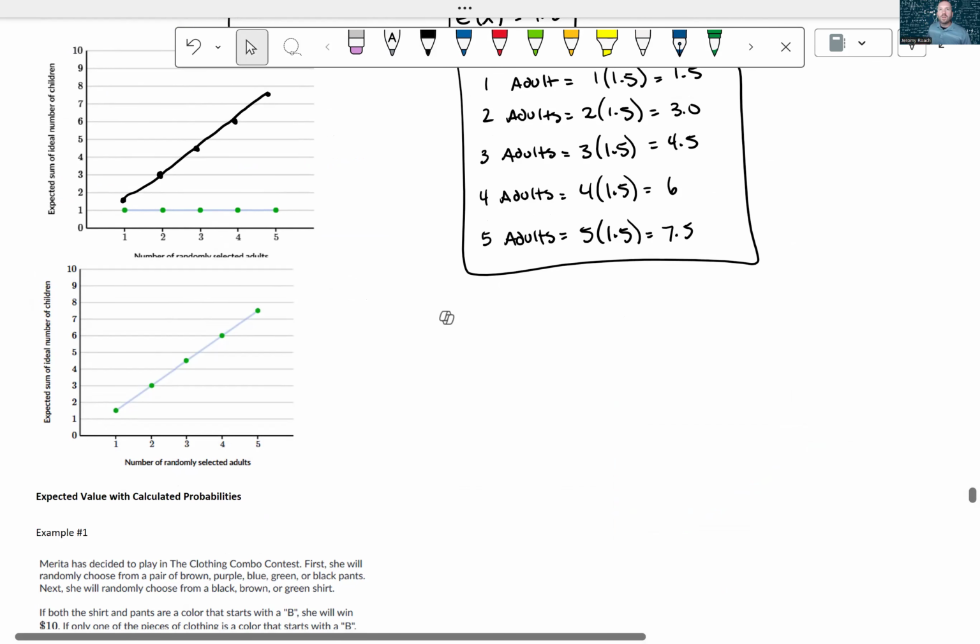Okay. Next, we're going to look at expected value with calculated probabilities. This first section that we've done so far is on empirical probabilities, where it gives us the exact values of everything. Now we have to look at theoretical probabilities. These are calculated mathematically from probability rules and from distributions.